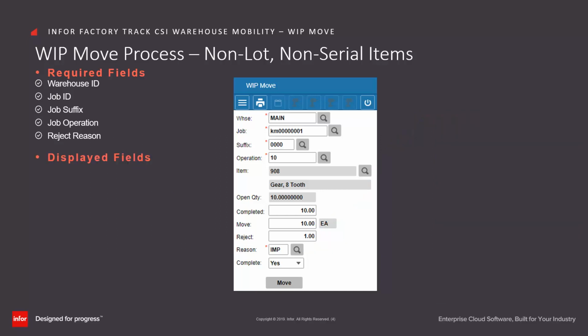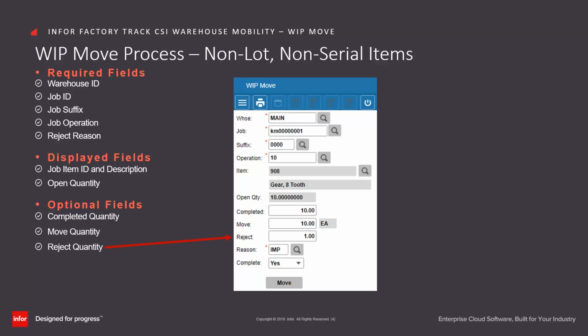Once the job ID and suffix are provided, the job item ID and description are displayed, as well as the open quantity. We can enter the completed quantity, the move quantity, the reject quantity. If configured for entry in transaction set maintenance parameters, the complete operation field is displayed. Enter or select from the drop-down if the operation should be marked as complete. Note that once complete, no other transactions can be logged against this operation. Click on the Move button to continue. Note that if this is being reported against the last operation for a job, a Next button is displayed instead of Move.